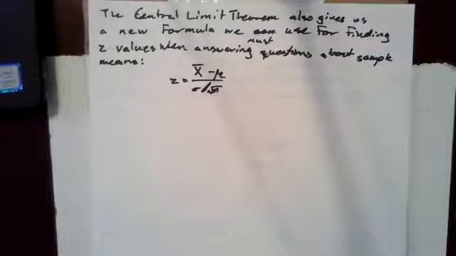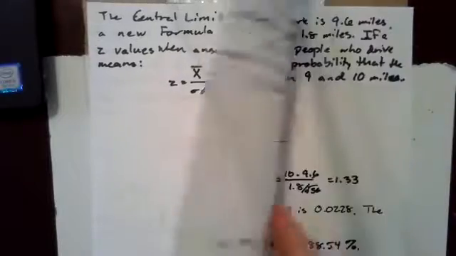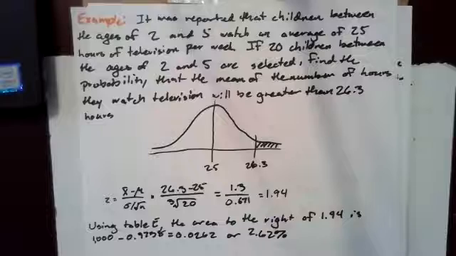The central limit theorem also gives us a new formula we can use, in fact must use, for finding z-values when answering questions about sample means. When we're dealing with distributions of sample means, z is equal to x bar minus mu over sigma divided by the square root of n. So we'll do a couple of examples.